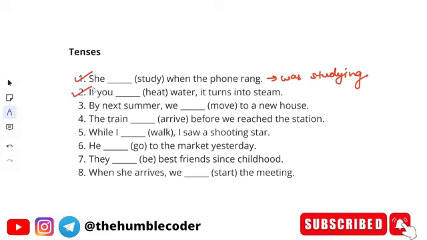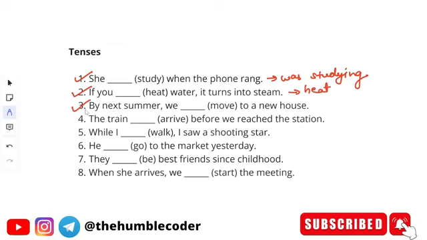Let's move on to the second question. If you heat water, it turns into steam. So the correct answer will be if you heat water, it turns into steam. This word itself is fine. In this case you don't have to change anything, so this is making sense. Let's see the next question.